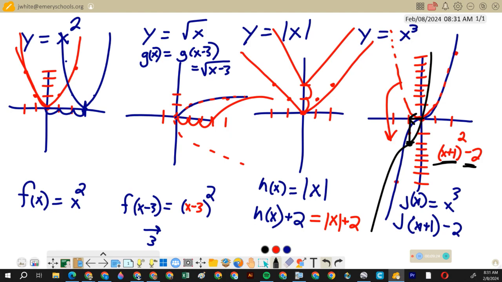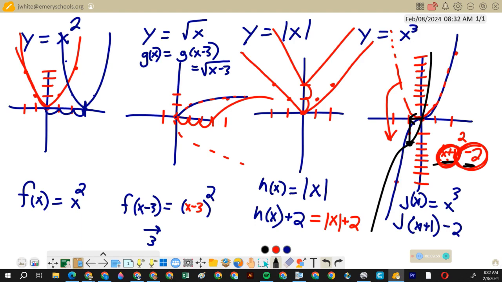Does it matter which one of those I do first? Is left 1 down 2 any different than down 2 left 1? No, it's the same. Now, there are some cases where it does matter. So it's always a good idea to follow the proper order. And the order is start in the middle and work your way out. So technically, we should do the left first and the down second. But in this case, it's not going to matter.